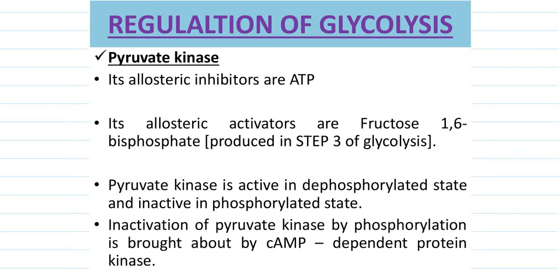So next is pyruvate kinase. Pyruvate kinase is inhibited by accumulation of ATP, whereas it is activated when there is an accumulation of fructose 1,6-bisphosphate, which is produced in step 3 of glycolysis. Okay. Pyruvate kinase is active in the dephosphorylated state and inactive in the phosphorylated state. Inactivation of pyruvate kinase by phosphorylation is brought about by cyclic AMP dependent protein kinase.